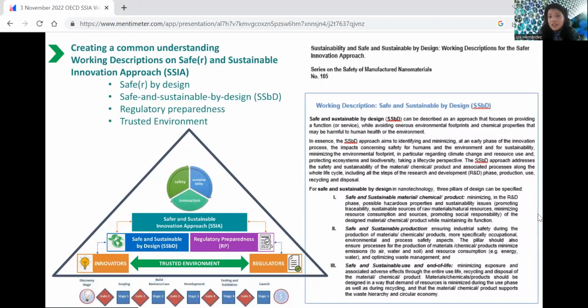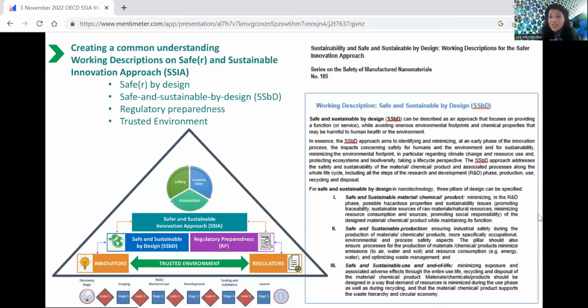So we acknowledge that this field is moving at an extreme pace, and that this is just, for now, the best understanding of these concepts so that we can translate every element into tools and methods and make this practical. So just to go through the safe and sustainable by design, we have 3 pillars. The 3 pillars are safe and sustainable materials, chemicals, and products, safe and sustainable production, and safe and sustainable use and end of life. And with each pillar, we identify key safety and sustainability aspects that are important, from resource use to energy to waste, and really try to understand these key elements.